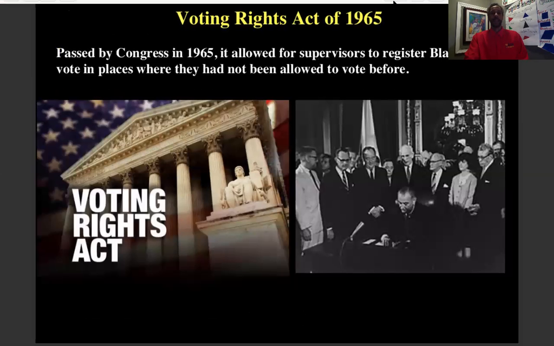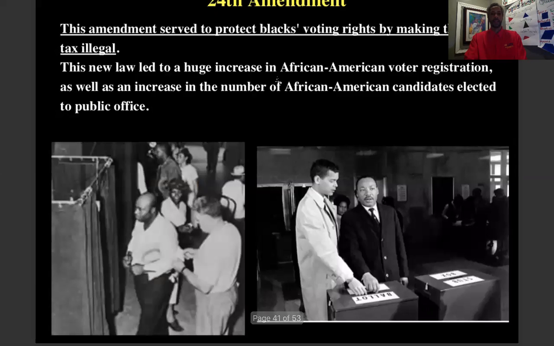The Voting Rights Act of 1965 was passed by Congress in 1965. It allowed for supervisors to register Blacks to vote where they had not been allowed before. The 24th Amendment served to protect the right to vote for Blacks by making the poll tax illegal. It led to a huge increase in African American voter registration, which in turn led to an increase in African American candidates who were elected.